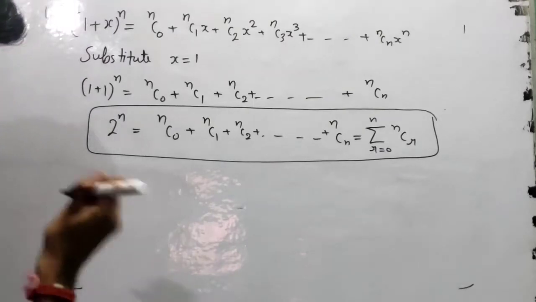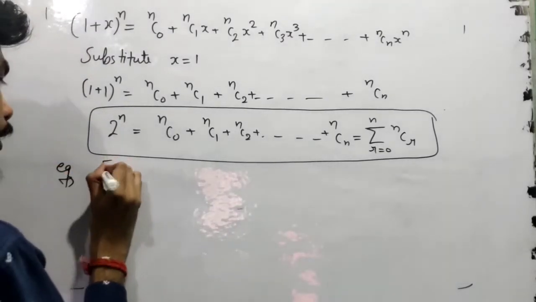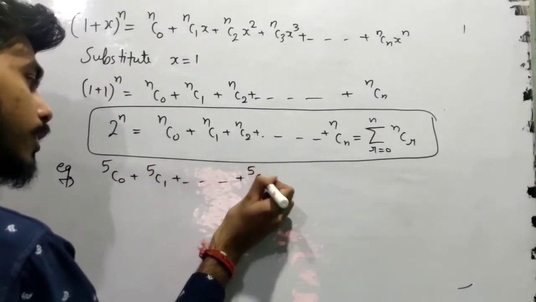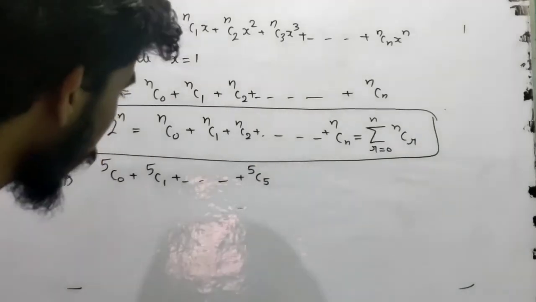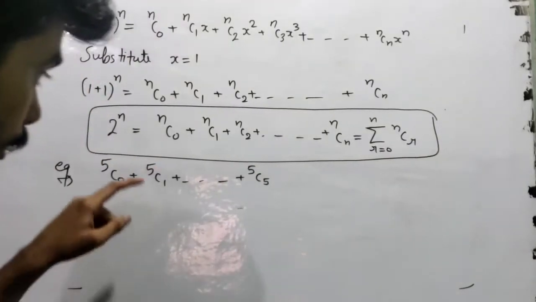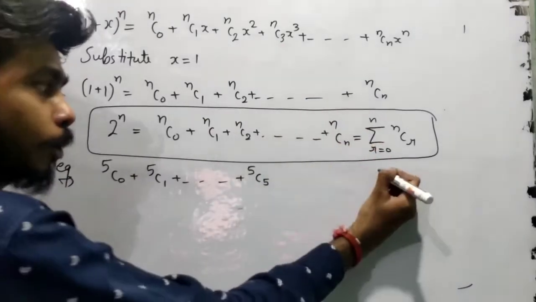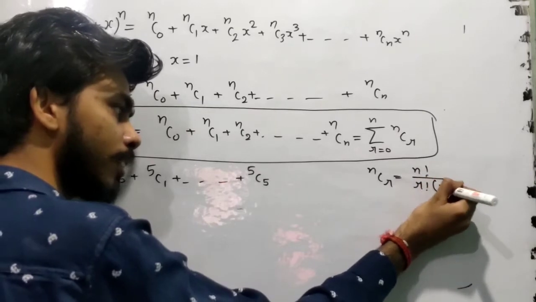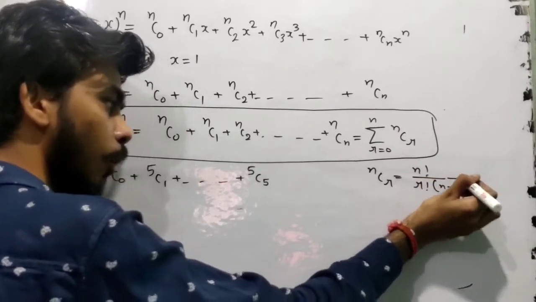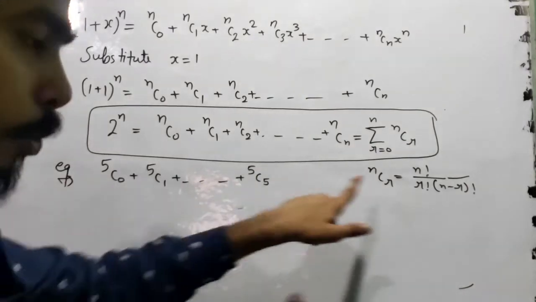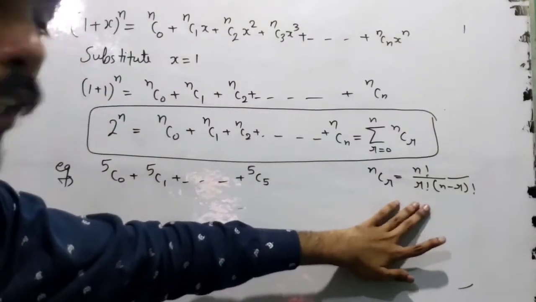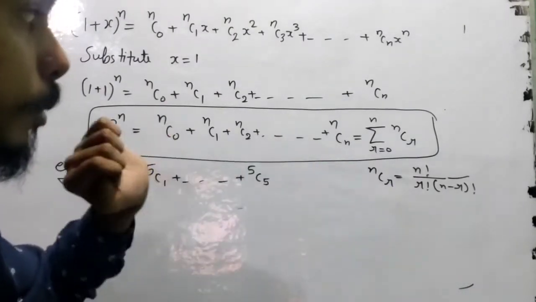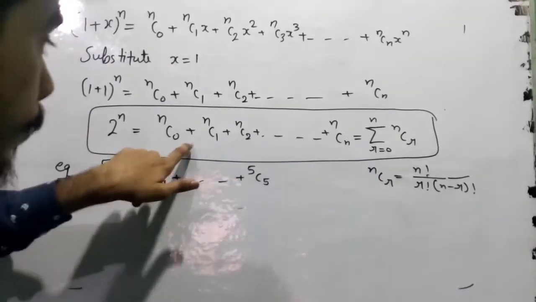Like we have to find the sum of 5C0 + 5C1 + 5C2 + ... + 5C5. Then what are we going to do? First we could find each nCr by using the formula nCr equals n factorial upon r factorial into (n minus r) factorial. But it takes a lot of time, because you have to substitute values and find the value of each term from this formula. So don't use this formula, you have to use this property.